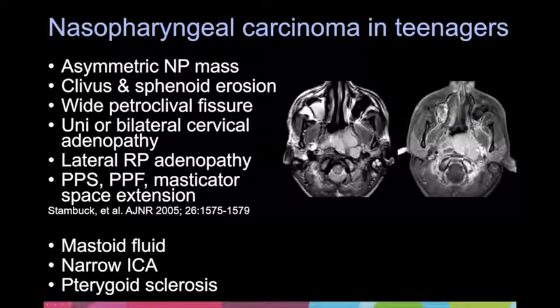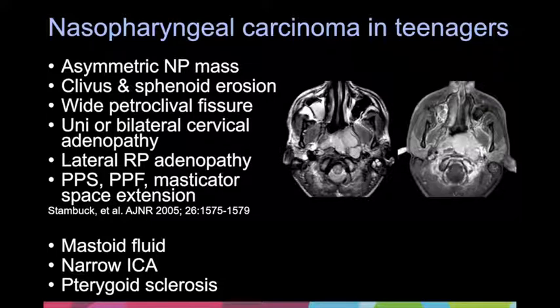A nice article published several years ago demonstrated the primary imaging characteristics of nasopharyngeal carcinoma in teenagers, including an asymmetric mass, clivus and sphenoid erosion, widening of the petroclival fissure, unilateral or bilateral cervical adenopathy, lateral retropharyngeal adenopathy, and local extension into adjacent spaces. In addition, mastoid opacification is common, secondary to eustachian tube dysfunction, and ipsilateral internal carotid artery narrowing and pterygoid sclerosis, in our experience, are quite common.